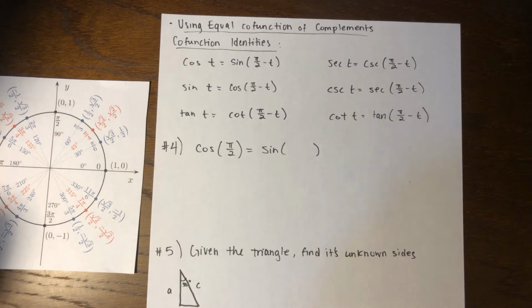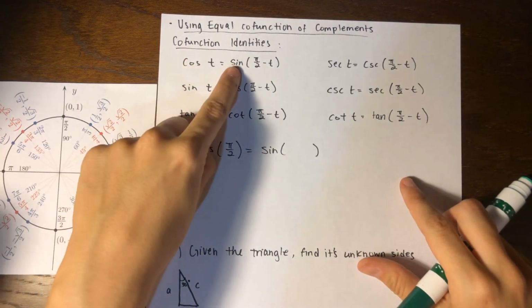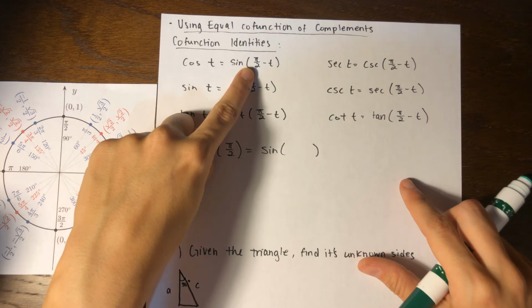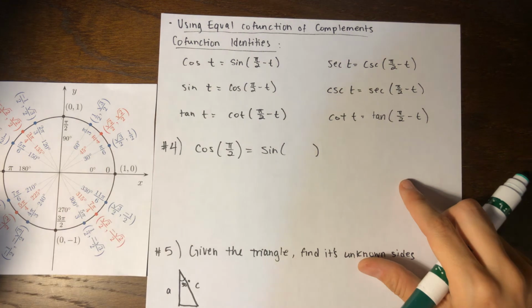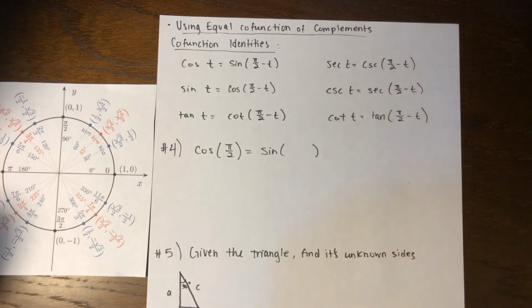So on number 4, we have the cosine of pi over 2. Well, if we look at cosine, it's going to be sine times pi over 2 minus t. So we would need to go ahead and write that. So what would be our t in this case? What's our t? It'd be pi over 2, yeah? So we're going to use these identities to plug in what we know. So right away, we know that pi over 2 minus pi over 2, okay?